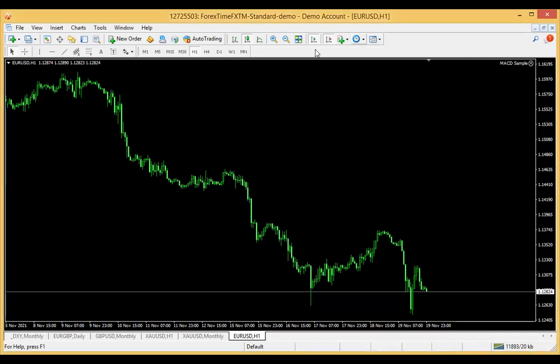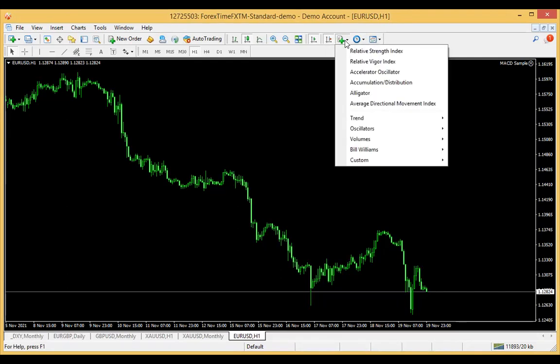Under your menu, there are different menus here. You go to indicator list. This is the indicator list. All of them have names. So the indicator list is the place where the MetaTrader 5 or 4 indicators are kept. So you go to indicator list. Under indicator, we have different indicators.